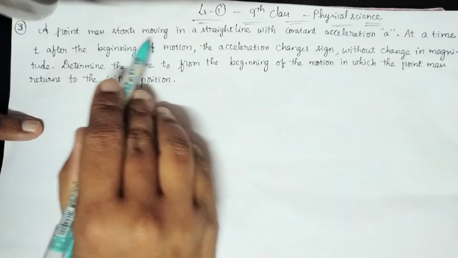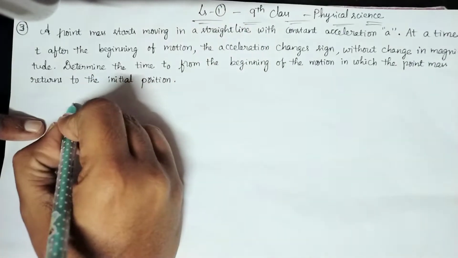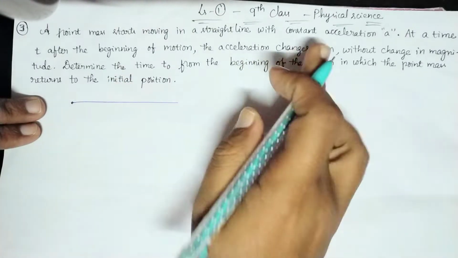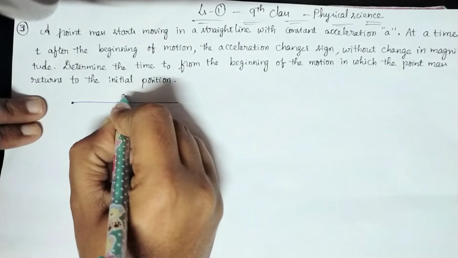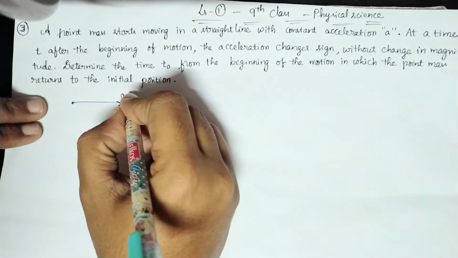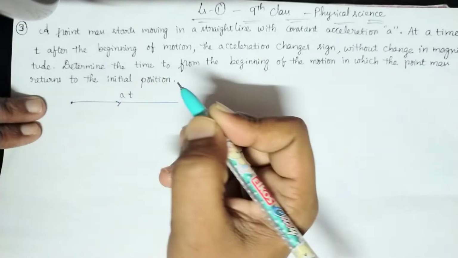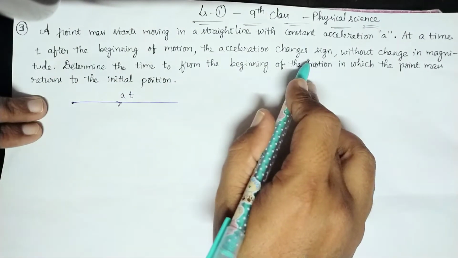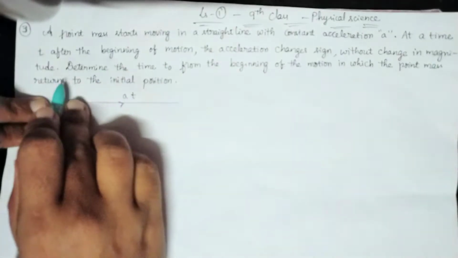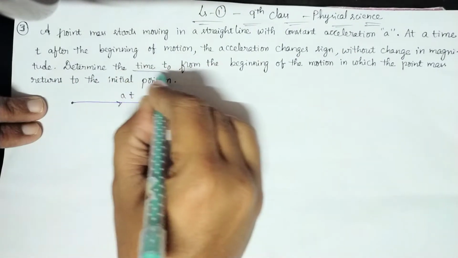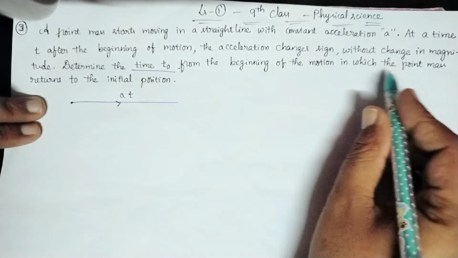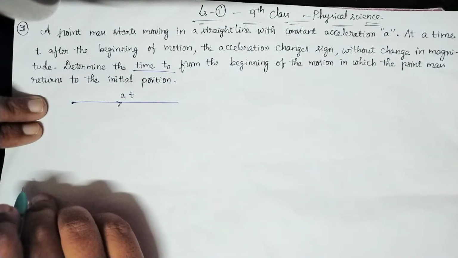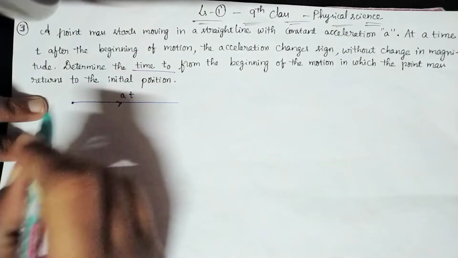A point mass starts moving in a straight line with a constant acceleration a for a time t after the beginning of the motion. Then the acceleration changes its sign without change in magnitude. Determine the time t naught from the beginning of the motion in which the point mass returns to the initial position. So we have to write what is given.